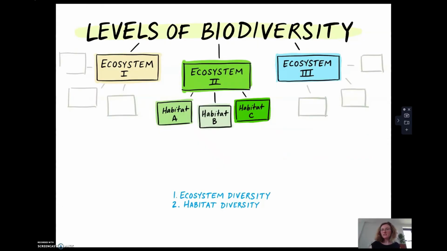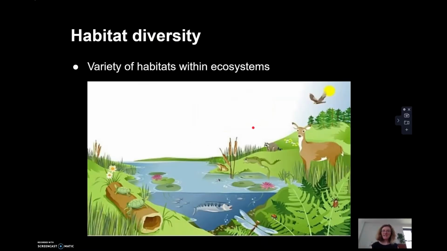Within each ecosystem, there are many different habitats, and that is habitat diversity. So in this image here, you can see that this particular ecosystem has many different kinds of habitats. There are woodlands, there are grasslands, there are wetlands, there's this stream, even something like the underside of this log could be considered a habitat.